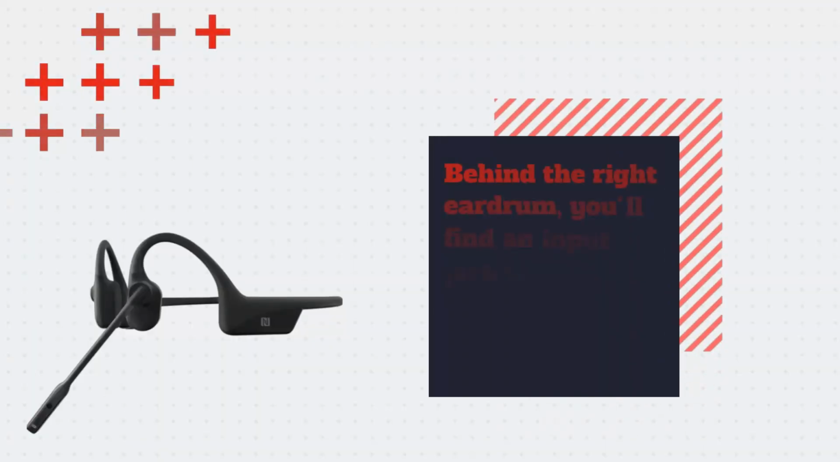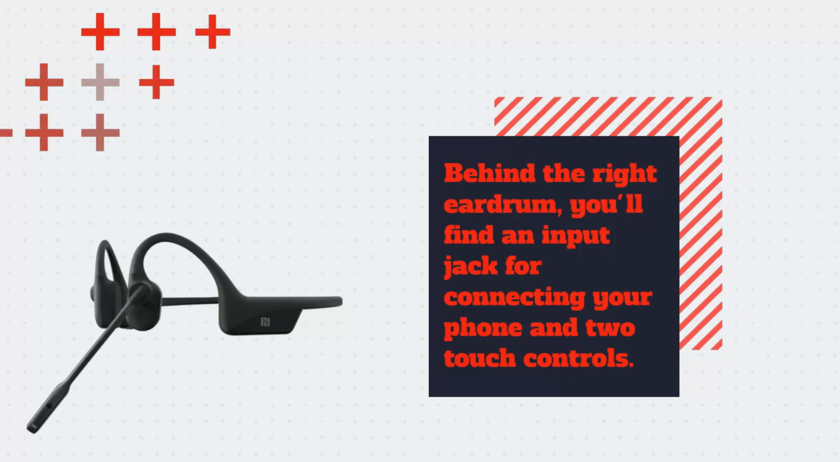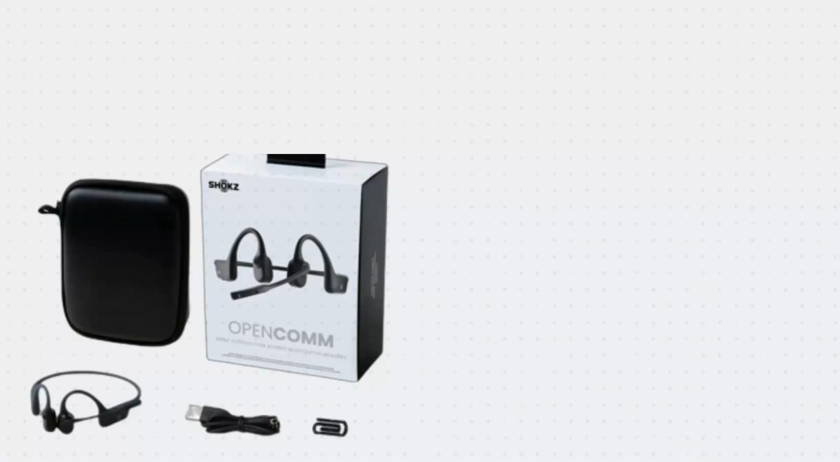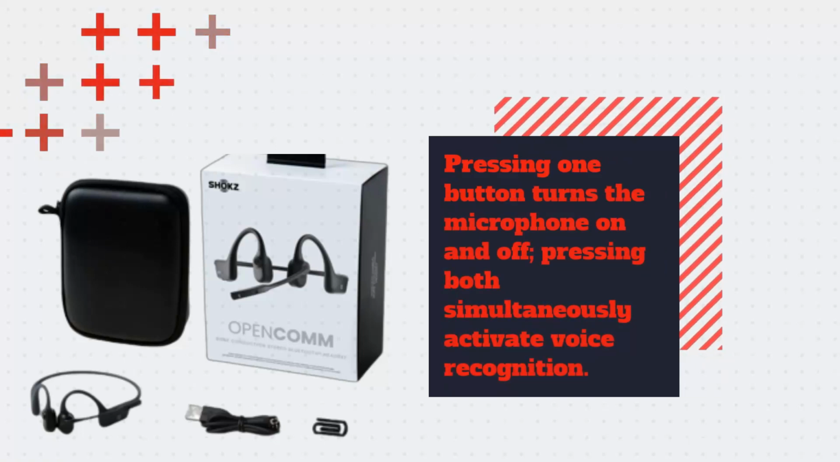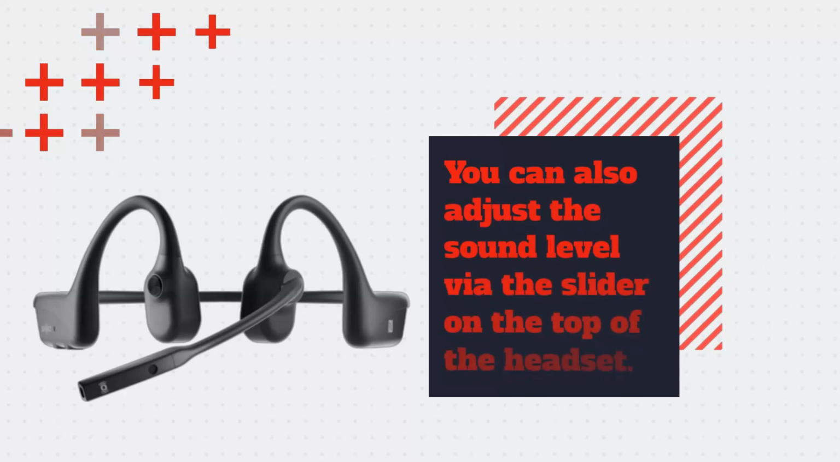Behind the right ear, you'll find an input jack for connecting your phone and two touch controls. Pressing one button turns the microphone on and off, pressing both simultaneously activates voice recognition. You can also adjust the sound level via the slider on the top of the headset.